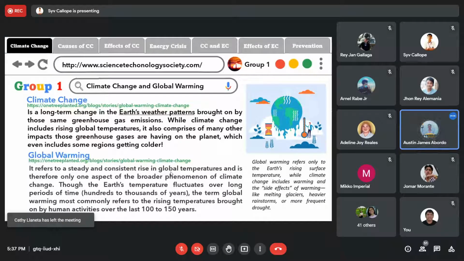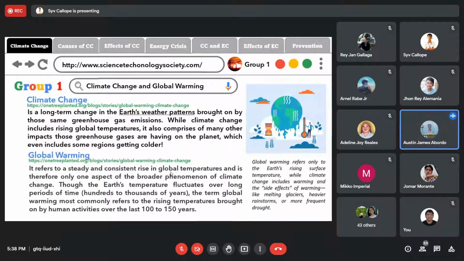more rainfall. On the other hand, global warming refers to a steady and consistent rise in global temperatures, and is therefore only one aspect of the broader phenomenon of climate change. Though the Earth's temperature fluctuates over long periods of time, hundreds to thousands of years, the term global warming most commonly refers to the rising temperatures brought on by human activities over the last 100 to 150 years.